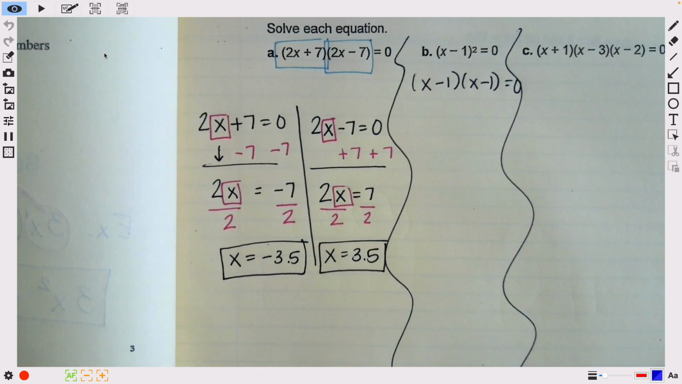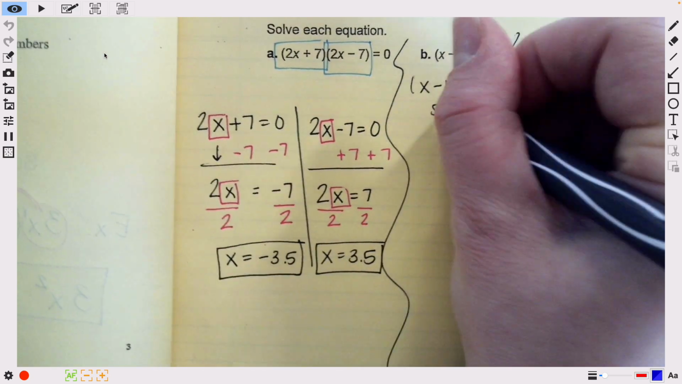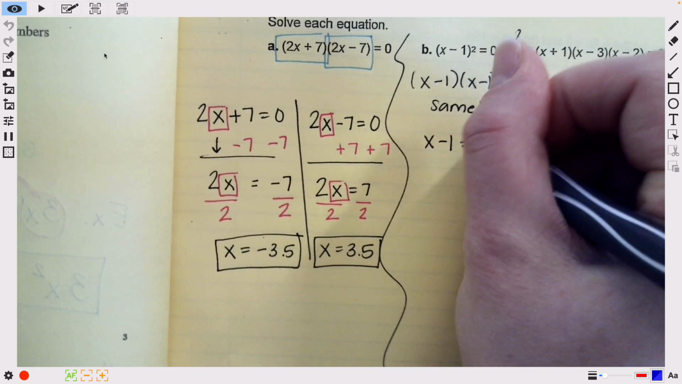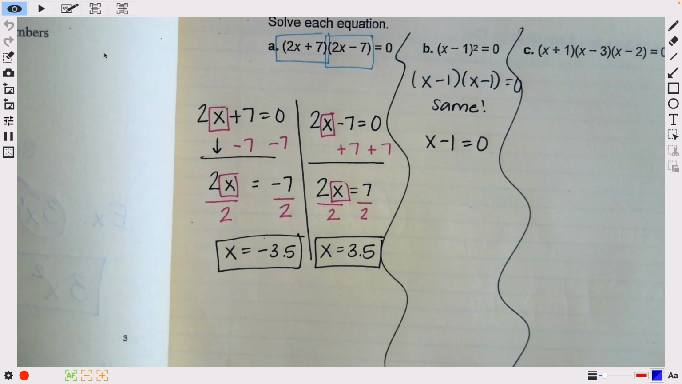But since they're the same, do you really have to put x minus 1 equals 0 twice and get the same answer twice? No, you just need to solve it once. So if they're the same, you can just set up one equation. You don't need to set up two because they're the same thing. So that would be silly for you to do the work twice.